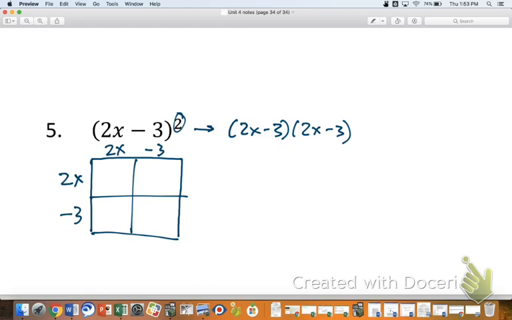Okay, I want to hear from Ben's table here. What do you guys think the upper left box would be? 4x squared. 4x squared? What about the upper right? What do you guys think? Negative 6x. Negative 6x is right. Lower left? Negative 6x. And last one. Positive 9. Look at the box that they have. Look at the box that you have. I hope that they agree because that's right.